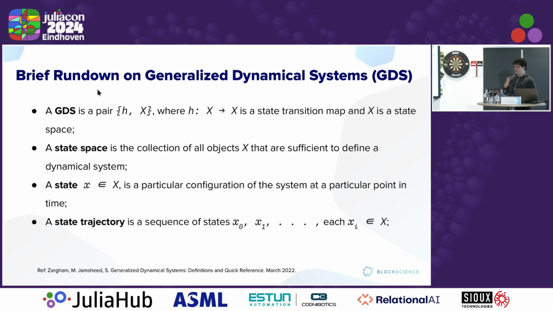And when the function is applied over and over to elements of that space, we have a trajectory. So the trajectory is basically the list, or the vector, for example, of all the states that were produced during a simulation. Right?